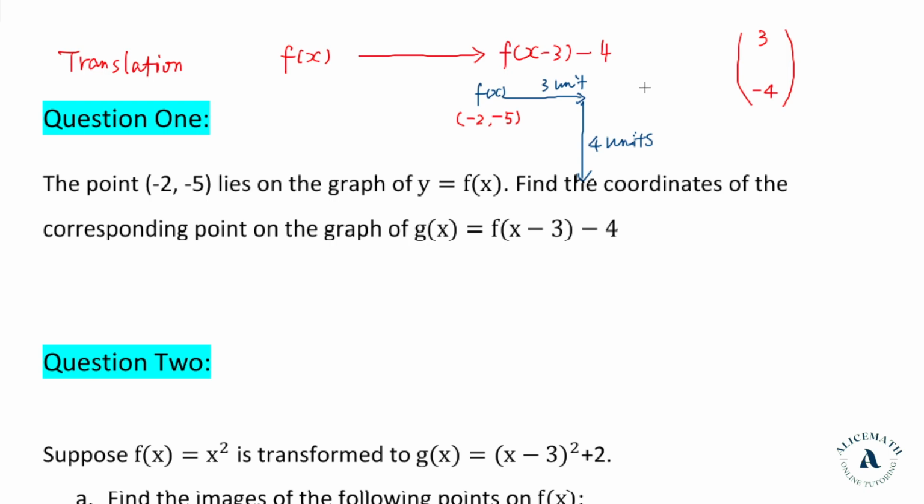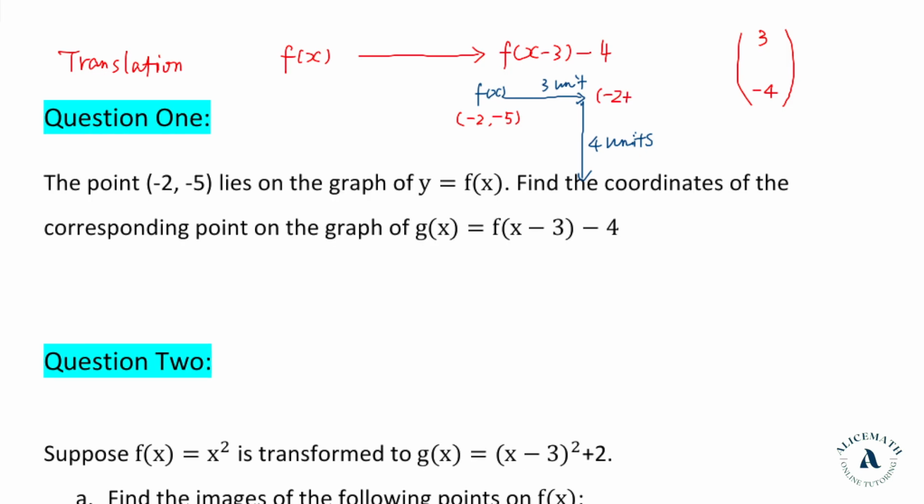Right side means horizontally. Horizontally means we didn't change the y coordinate. We just change the x coordinate by 3 units. To the right side means add 3. So it's negative 2 plus 3. And then the y coordinate keeps the same. So now it actually equals positive 1, negative 5.